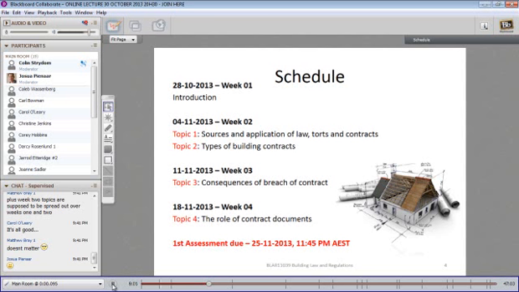Specifications, which is really describing, it's usually a separate document from the drawings. It's usually written documentation, and it's really specifying the quality and specific descriptions that the contractor will have to enforce when constructing the project.